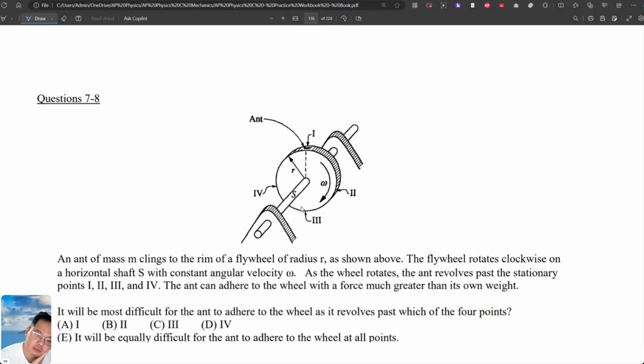Because at the bottom, the weight pulling the ant down is downward, and because the ant has mass, its inertia tends to throw it downward away from the center of rotation. Therefore at the bottom, which is point 3, the ant will be most likely to fall out.